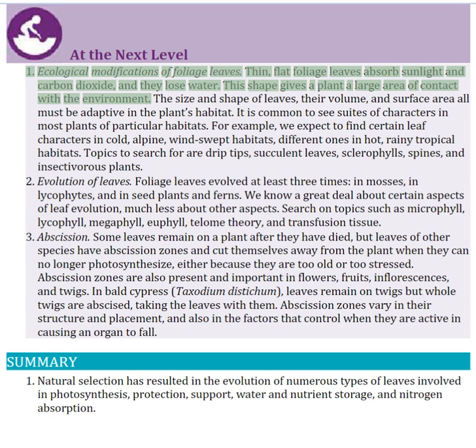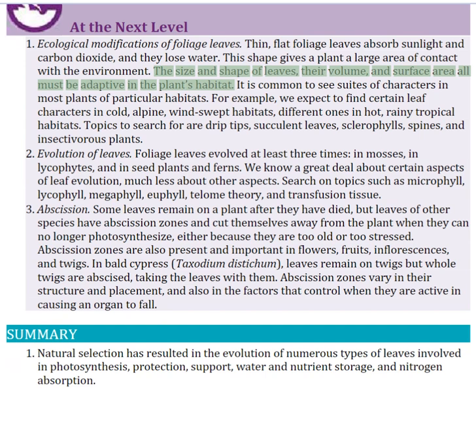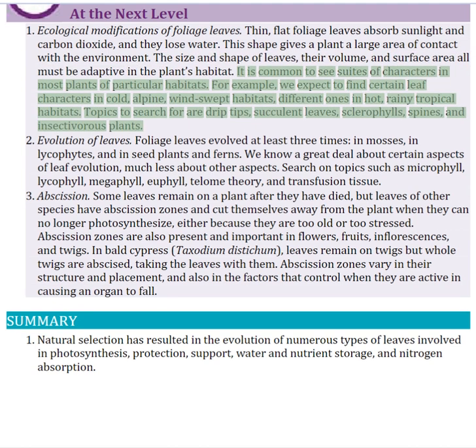Thin, flat foliage leaves absorb sunlight and carbon dioxide, and they lose water. This shape gives a plant a large area of contact with the environment. The size and shape of leaves, their volume, and surface area all must be adaptive in the plant's habitat. It is common to see suites of characters in most plants of particular habitats.